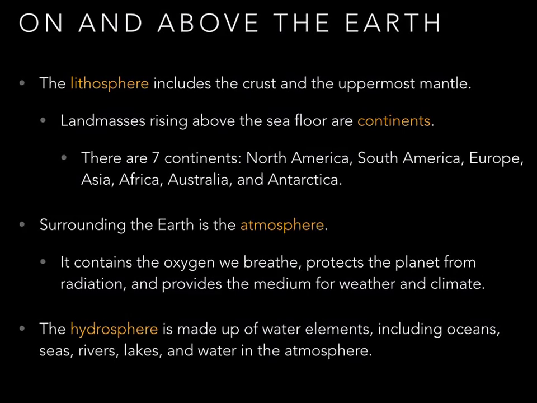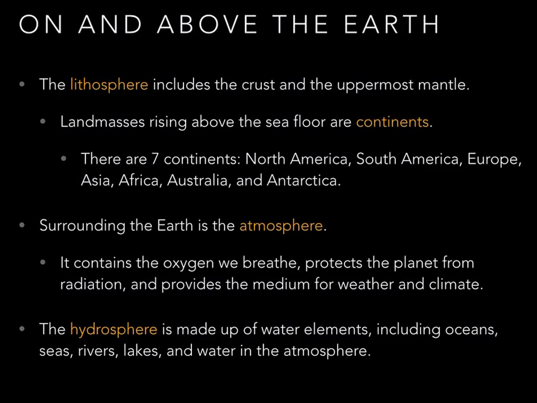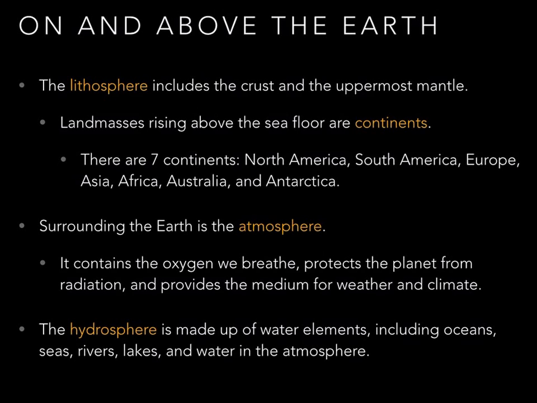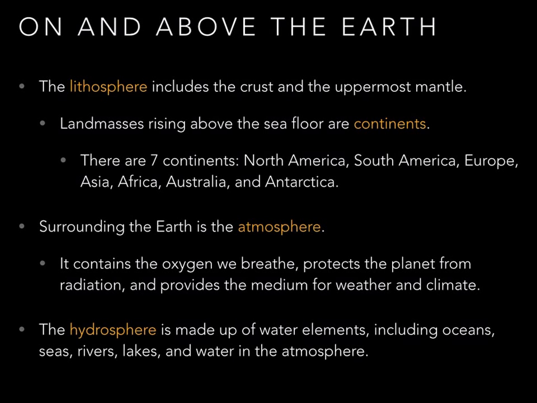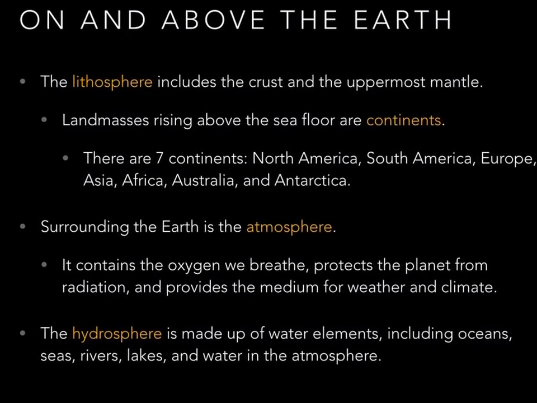Now, surrounding the Earth is the atmosphere, and it contains the oxygen we breathe. It protects the planet from radiation, and it provides the medium for weather and climate. It holds the rain. The hydrosphere, these are the water elements of the Earth, and they include the oceans, seas, rivers, lakes, and water in the atmosphere.